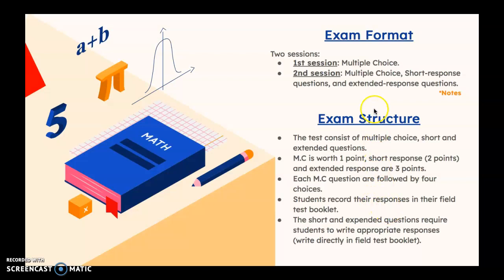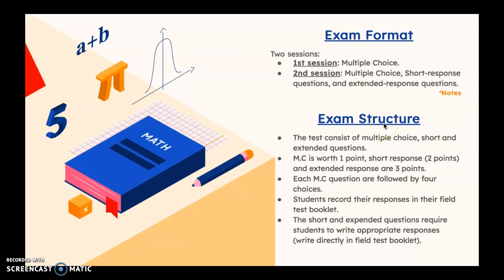Now the second session again has multiple choice and short responses. So the short responses often require multiple steps, the application of multiple mathematical skills, and real world application. And it also includes expanded questions. So the expanded questions allow students to show their understanding of mathematical procedures, conceptual understanding, and application.